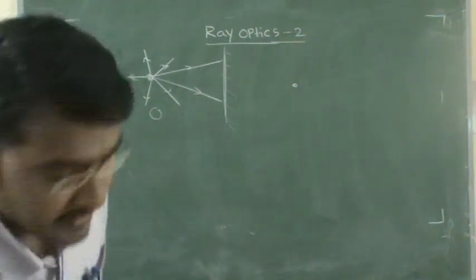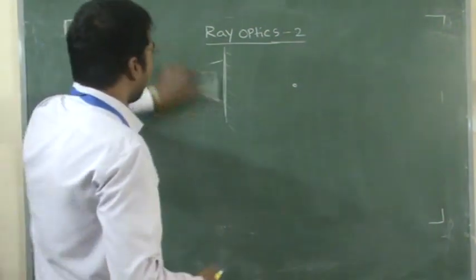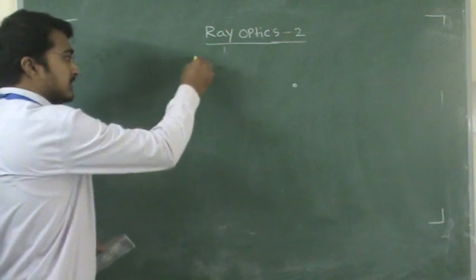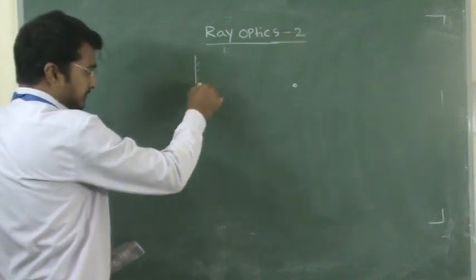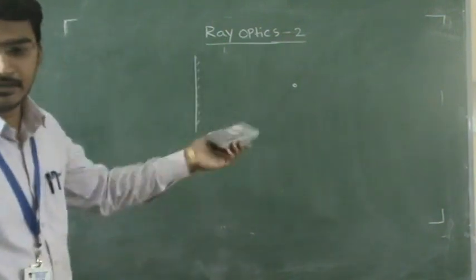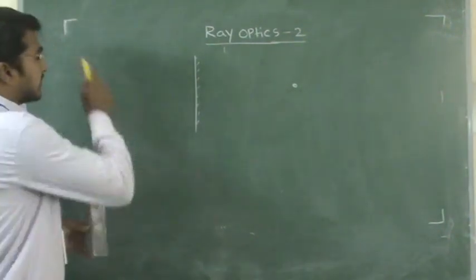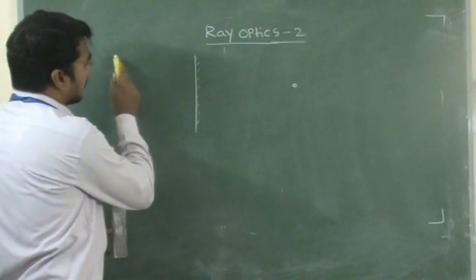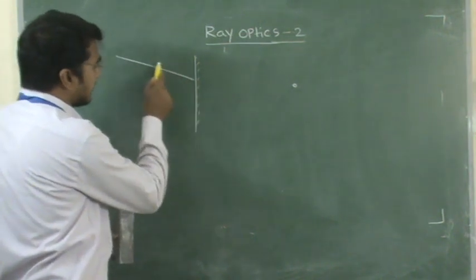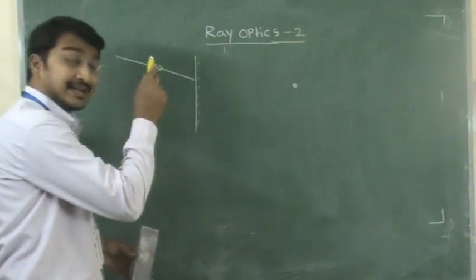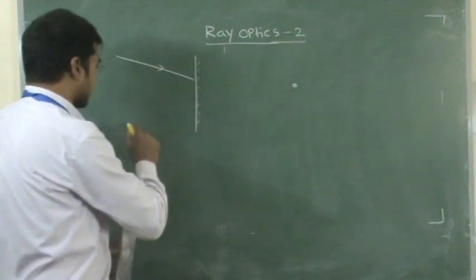I'll give one more example. This is a plane mirror. If you take one object at infinite distance, rays are coming from here. So rays are coming from the real object.